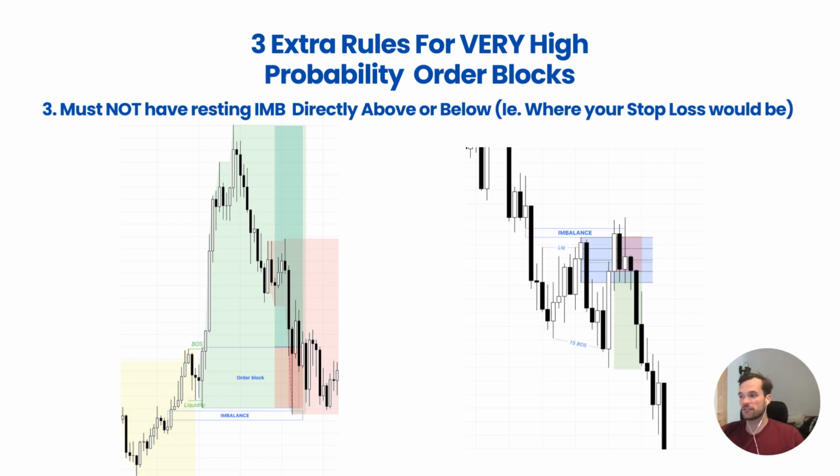Use an indicator to highlight the imbalances if you need be. I've got some shared on my account, but it's something to be very aware of, as a lot of my losses came from these imbalances resting below the order block where my stop loss was going to be.